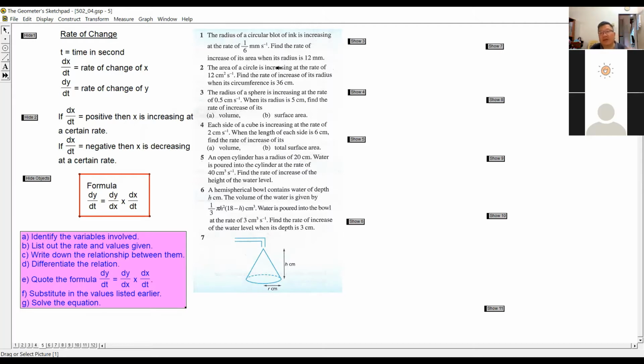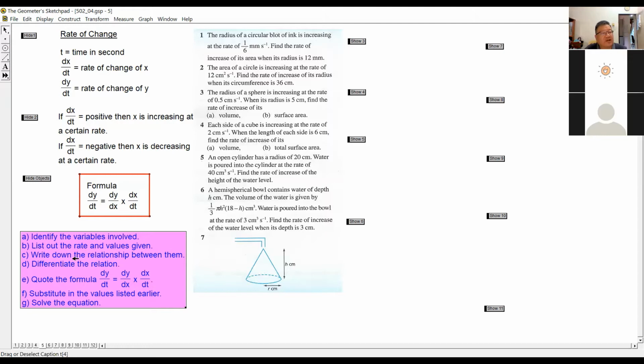But sometimes the formula is given, like if you look at question number 6 here, the formula is given. Sometimes the formula is not given, then you have to know the formula. So whether it is known or unknown, you write down the relationship between the variables involved. Now, after writing down the relationship, you differentiate the relation, using your knowledge of differentiation.